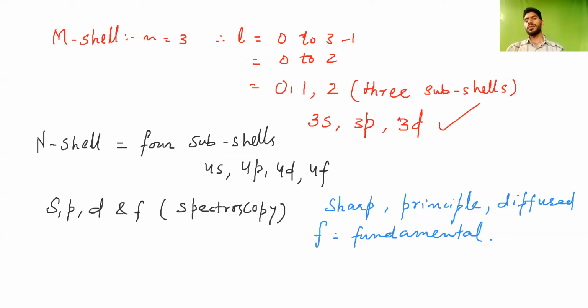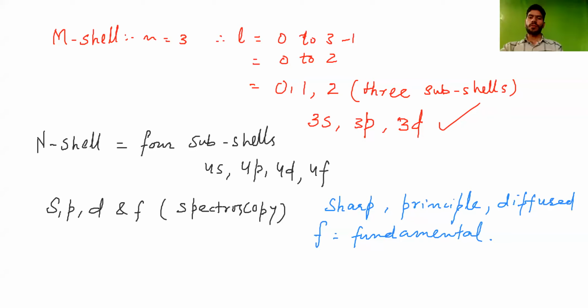You will calculate it with the help of the L value, that is the azimuthal quantum number, whose value is calculated by the formula 0 to N minus 1. Got it? Have you noted this down? Shall I move to the next page? One minute, sir. Okay, sure. Yes, sir, you can continue.